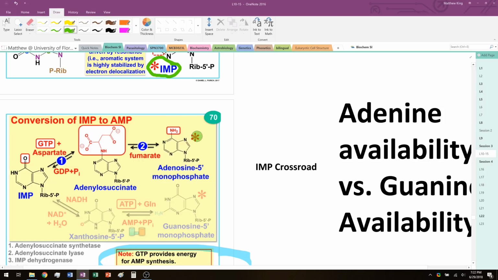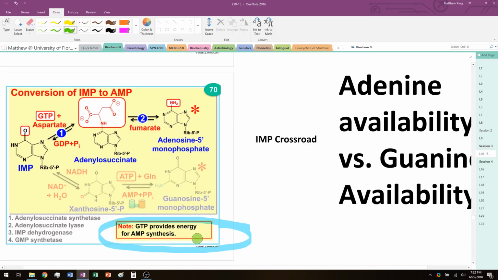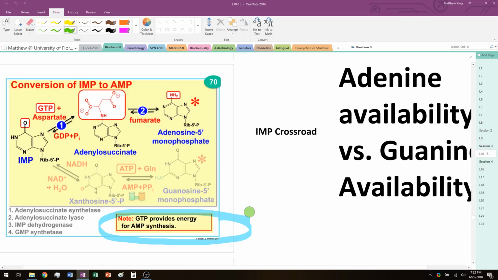Now notice there's stars next to these, so you do have to know these structures. That really sucks. There's nothing I can do about it, but that's part of why this course is really hard. Even right here, he put this in its own little box. GTP provides energy for AMP synthesis, because when you're trying to make AMP, your body is telling you that you have plenty of G and GMP available. So it's going to drive it the other way.